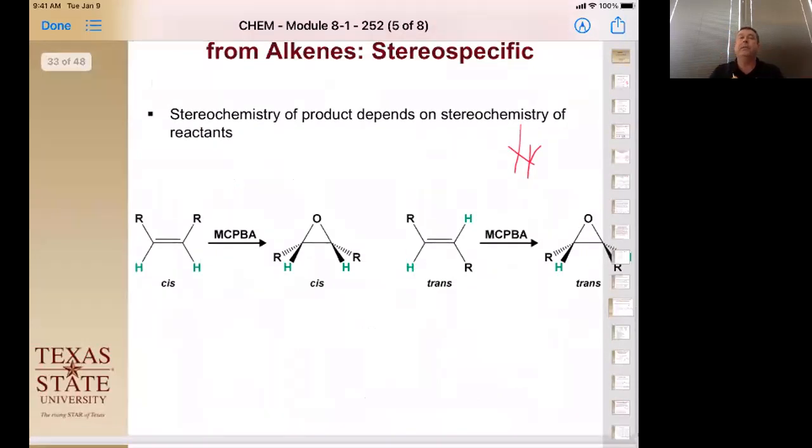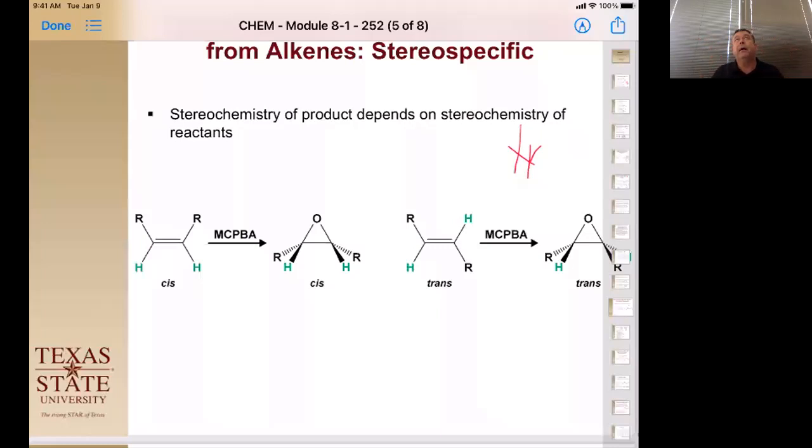Okay, so that's another cool reaction we can do with alkenes, right? So we're, again, taking the two electrons from the alkene and making some sort of sigma bond with something else. In this case, we're making two sigma bonds with the same oxygen. Okay. So what else can we do?